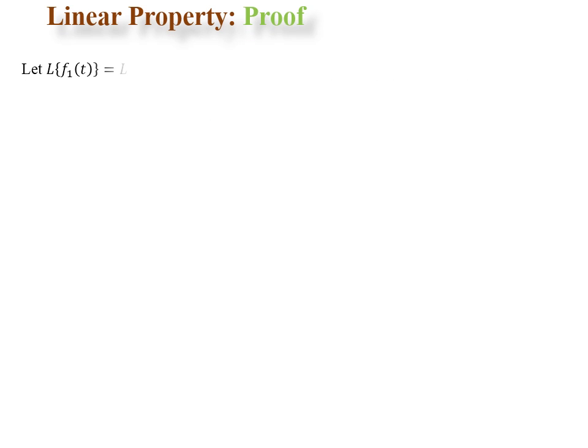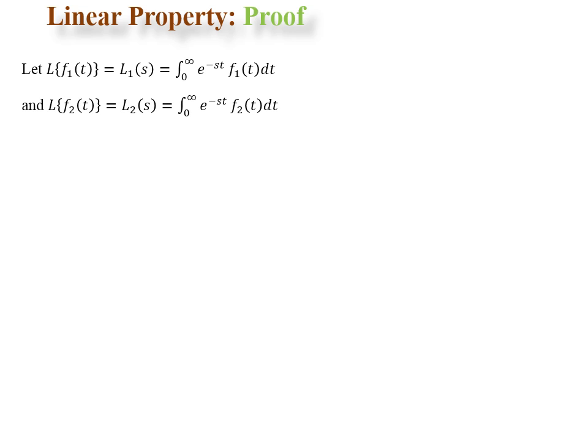So let's see the proof of this linear property of the Laplace transformation. Here we are given that the Laplace transform of f1(t) is the integral from 0 to infinity of e to the power minus st f1(t) dt, and the Laplace transform of f2(t) is the integral from 0 to infinity of e to the power minus st f2(t) dt. These are defined as F1(s) and F2(s) from the definition.